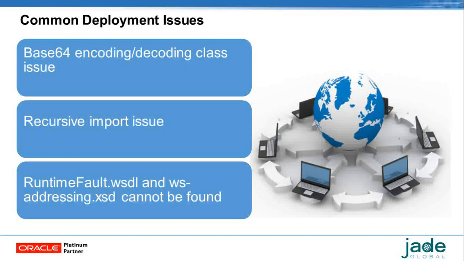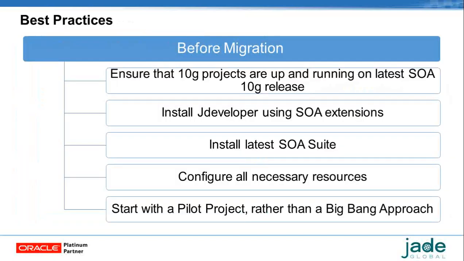And when we talk about best practices, we need to ensure that all 10g projects are up and running on the latest SOA 10g release before we start the migration. We need to install JDeveloper using SOA extensions, install the latest SOA Suite and configure all necessary resources. That's another best practice that we can follow.